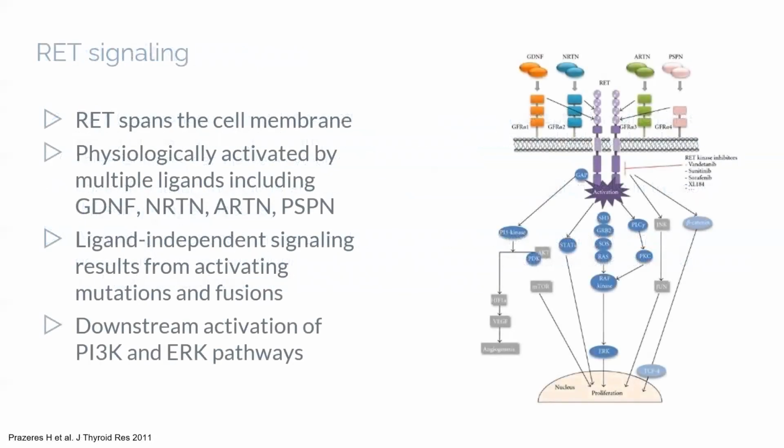Under physiologic conditions, extracellular ligands of various types activate the RET protein in a regulated manner. However, activating RET missense mutations and fusions joining the kinase domain of RET to a different gene result in constitutive ligand-independent signaling with downstream activation of the PI3K and ERK pathways, with resulting uncontrolled cellular proliferation.